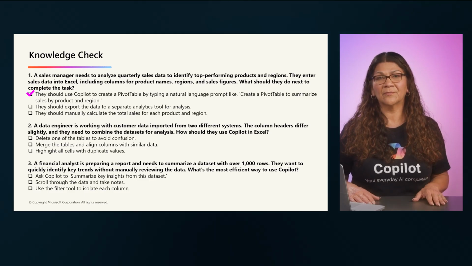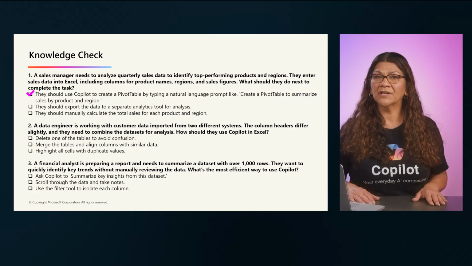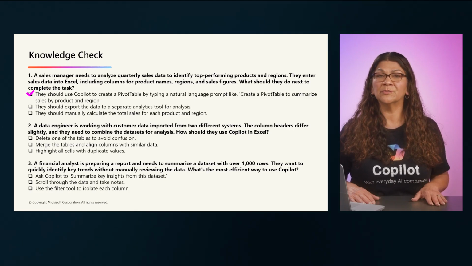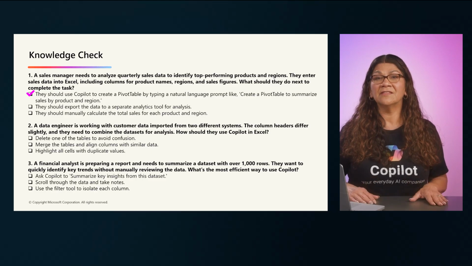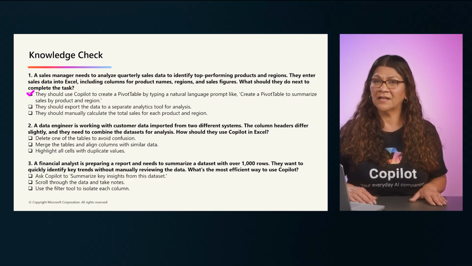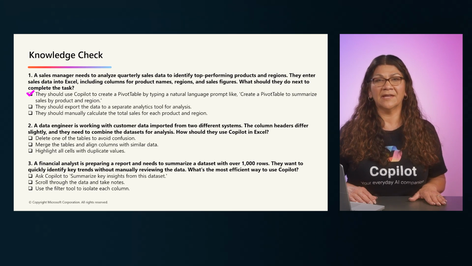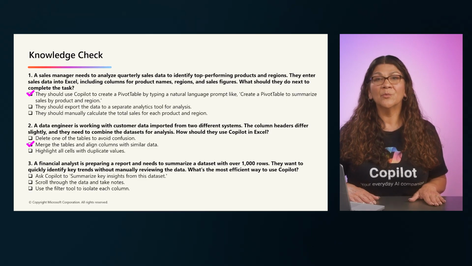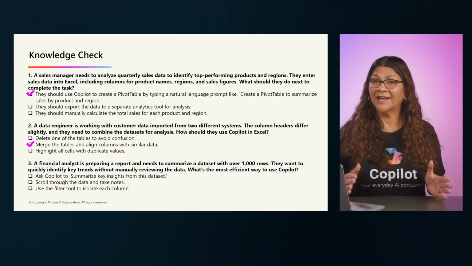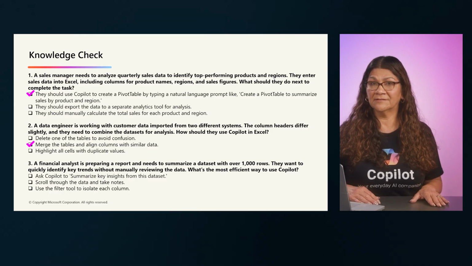Question 2. A data engineer is working with customer data imported from two different systems. The column headers differ slightly, and they need to combine the data sets for analysis. How should they use Copilot in Excel? Answer: merge the tables and align columns with similar data.